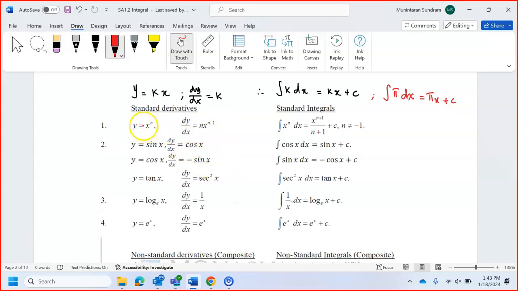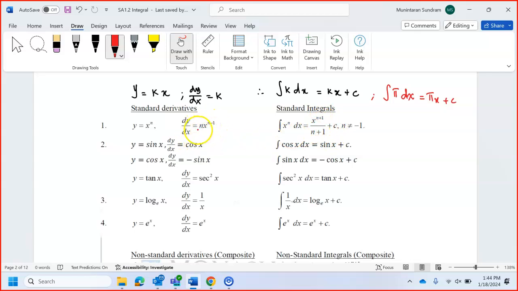Okay, so if you have just a polynomial a x to the power n, in differentiation we minus, in integration you plus. Can you see that?